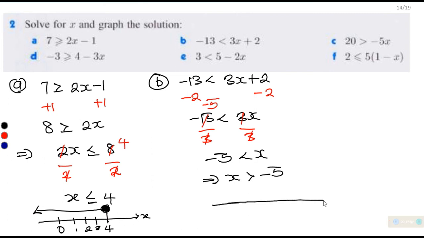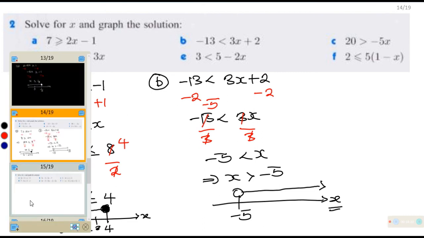So the number line is given this way. Minus 5 can be around this place, and the inequality is strict, so we don't shade it. The greater than, so the arrow points to the right, and that is the solution, guys. So let's take C, and then you do the remaining one as an exercise.